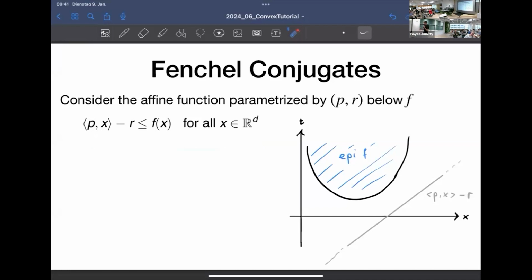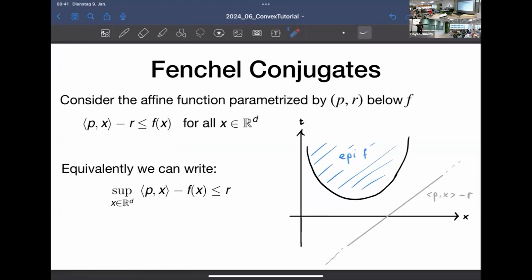Equivalently, if it's below f for all x, I can rearrange my equation. I put f of x on the left, I put r on the right. So if my data p, r is such that this affine function is below f globally, then also the supremum of p, x minus f of x is less or equal r. This is just writing this for all x as a supremum. If it holds for all x, it holds also in the worst case, which is the maximum.